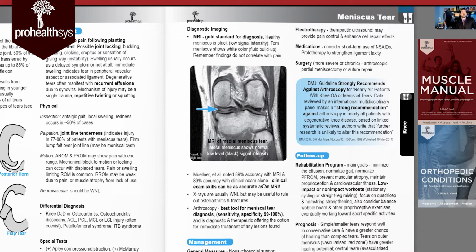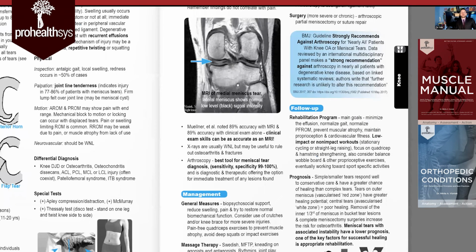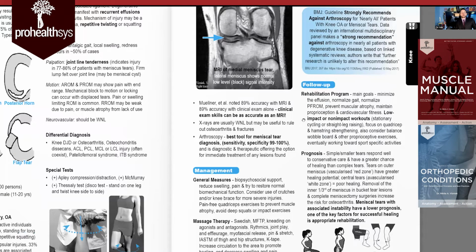All right. What do we see? 89% accuracy with MRIs. When you do that, clinical exam is as accurate as your MRIs. This is from Molnar et al. So it's basically saying 89% accuracy with MRIs and 89% accuracy with your physical exam. And I say this all the time in class, your physical exams are as good as the imaging. Don't be that doctor who can't do anything without imaging. A good physical exam is often going to be way more therapeutic for that patient as well.